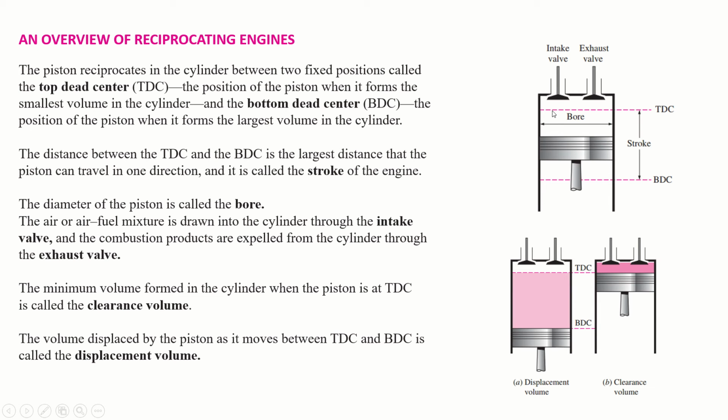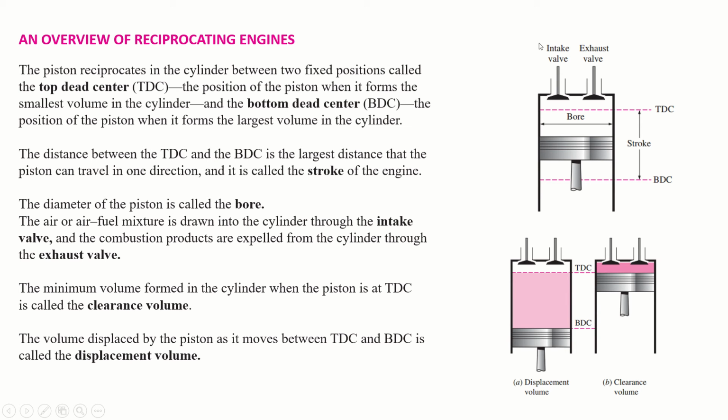The maximum position at the top where the piston reaches is called the top dead center or TDC, and the minimum position at which the piston is reaching is called BDC, that means bottom dead center. And the distance traveled from BDC to TDC is called the stroke. Another term which is used is bore. Bore is the diameter of this piston.